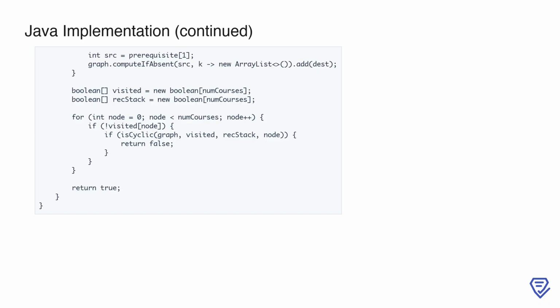Next, we initialize two arrays, visited and recstack, to the size of the number of courses, both initially set to false. We then iterate through each course. If a course has not yet been visited, we call the isCyclic method to check for cycles starting from that node. If a cycle is detected, we return false, indicating that it's not possible to complete all courses. If no cycles are found after processing all nodes, we return true, meaning that the courses can indeed be finished. This completes our implementation, leveraging depth-first search to effectively solve the problem.